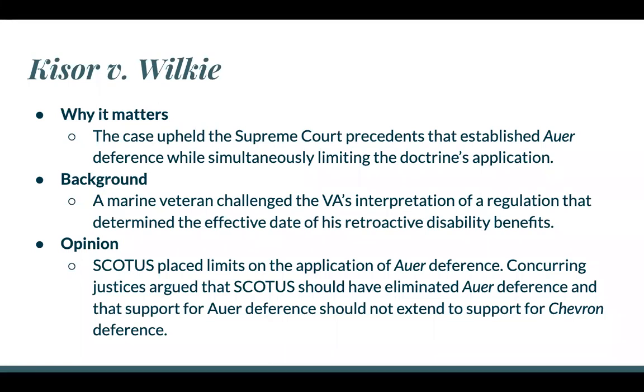Some of the concurring justices argued that the court should have eliminated Auer deference altogether instead of just leaving a weakened doctrine in its place. And they also emphasized that the court's support for Auer deference should not translate to support for Chevron deference. Okay, so yet another case where we still don't have a definitive swing one way or the other in terms of this principle. It's fascinating how these are all shaking out.